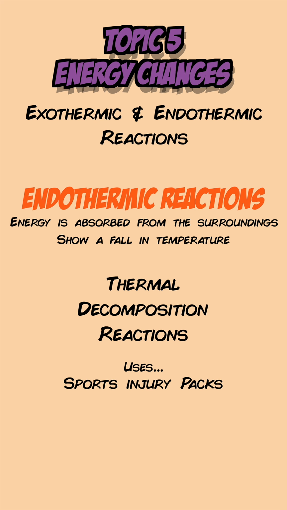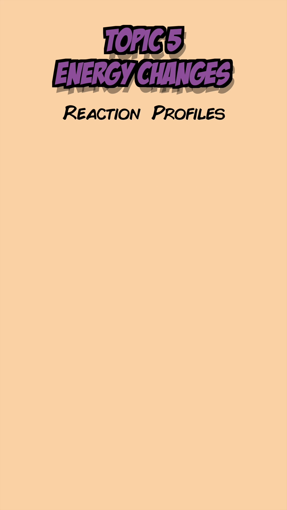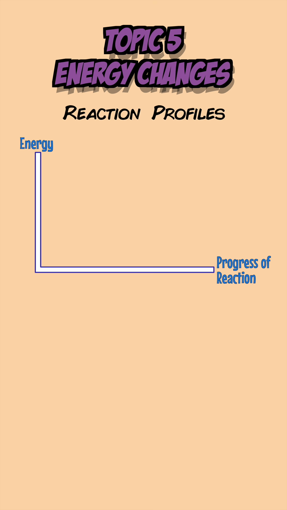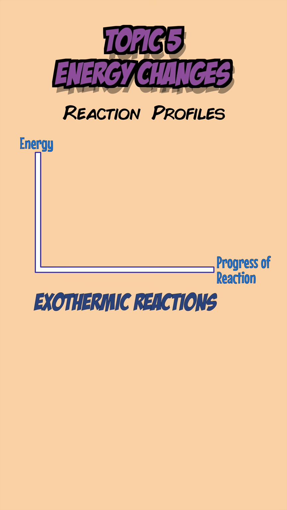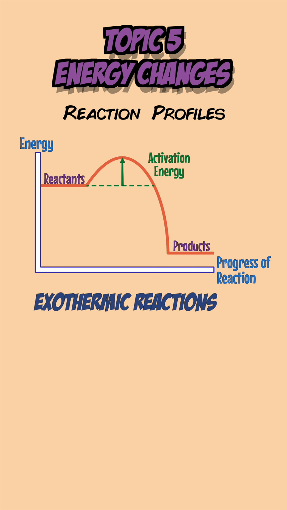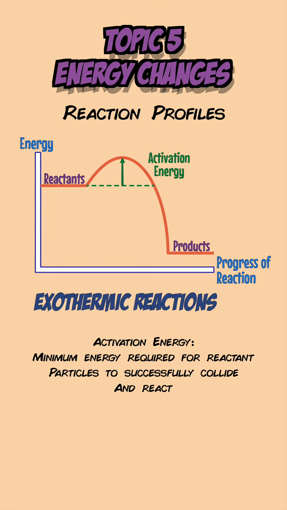All reactions can be represented on reaction profiles, which are graphs which show how energy changes with the progress of a reaction. In an exothermic reaction, the energy of the reactants is higher than the products as the lost energy gets released to the surroundings. But for the reaction to occur, it must overcome the activation energy of the reaction. This is the minimum energy required for the reactant particles to successfully collide and react. This is represented on a reaction profile with a hump.